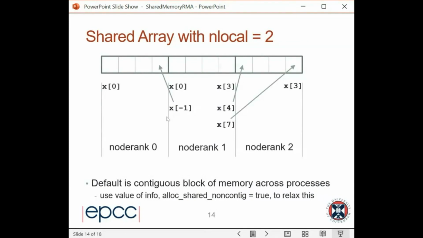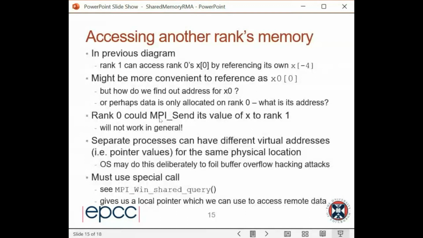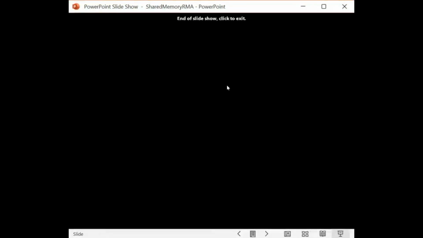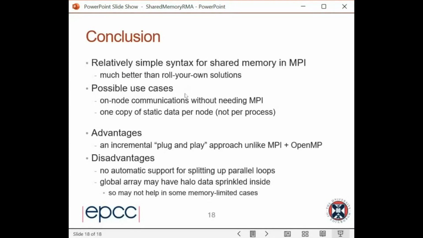But I like it because it allows you to decide routine by routine: am I going to treat the processes here like processes with send and receive, or am I going to treat them like threads where they can do direct read and write? And at runtime, when you go onto a new platform, you can just run the two versions and see which one is fastest. The conclusion: possible use, advantages, plug and play approach, and these are the disadvantages.